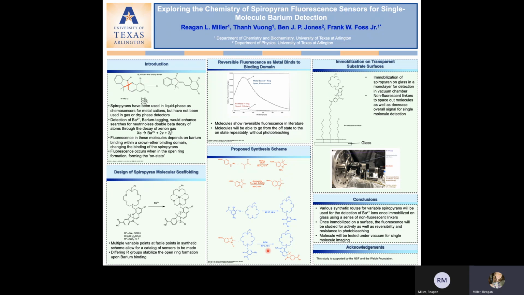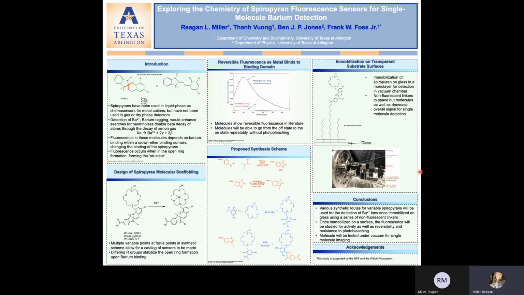Something that's interesting to note here is because of our convergent synthesis, we are able to change both R groups relatively easily because they're at different points in the synthesis. Eventually, we want to immobilize our molecule on a transparent substrate surface in a monolayer fashion, and we specifically are looking to add our molecule onto glass. So as we can see here, we'll have our non-fluorescent spacers, which will allow us to do single molecule detection, as well as we have our molecule added onto a linker.